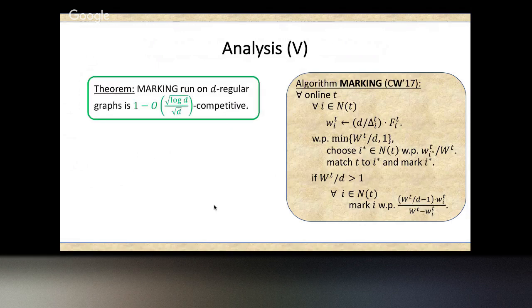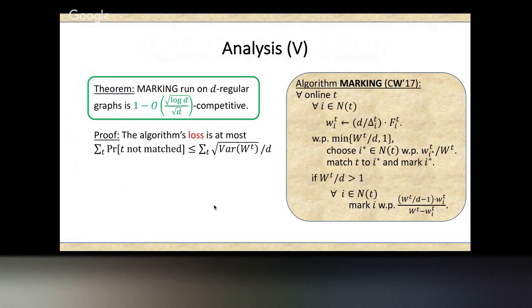So theorem: algorithm marking, run on d-regular graphs, is 1 minus order square root log d over square root of d competitive. And the proof, as I said, we already have all the ingredients. So what we said before our digression into negative association is that the algorithm's loss is just the sum over all online vertices t of the probability of t not being matched, which we said is at most the standard deviation of WT over d.